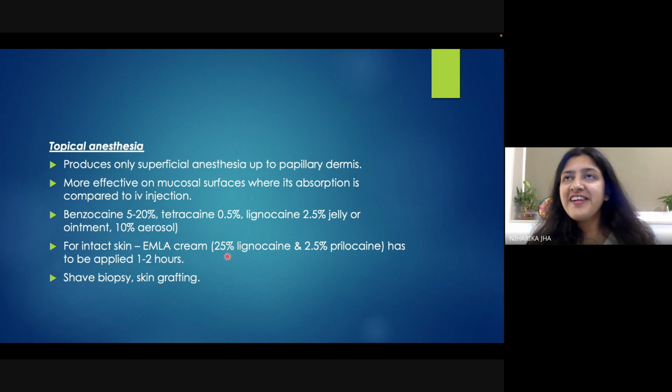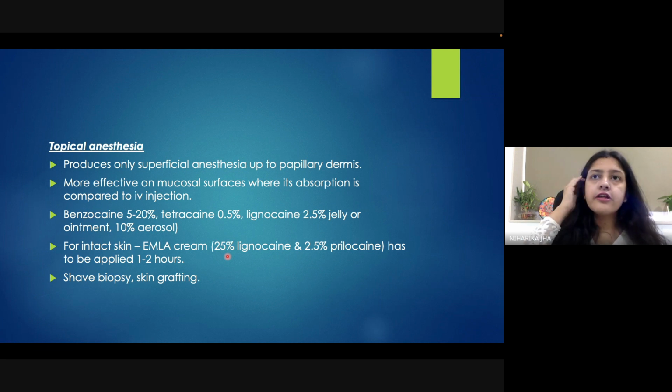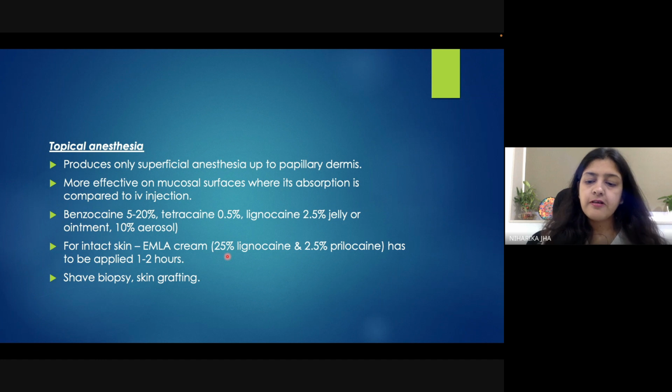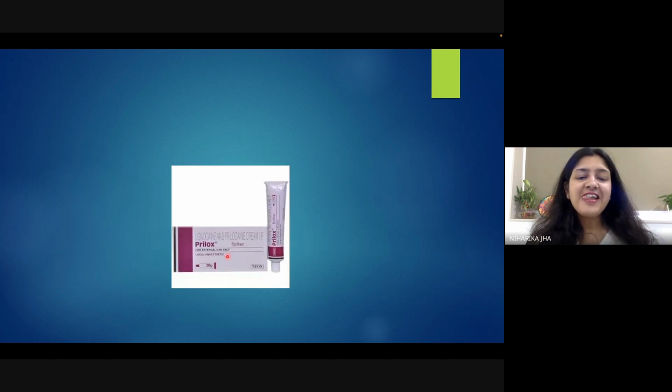I would tell you one another indication. It is not related to dermatosurgery as such, but when we women are going to parties and want to wear long, heavy earrings, we can pre-apply Prilox cream and then wear the heavy earrings. In that case, it won't hurt. So I also do that. Okay, so this is the lidocaine and prilocaine combination available as Prilox.